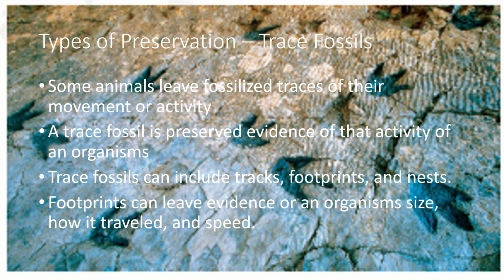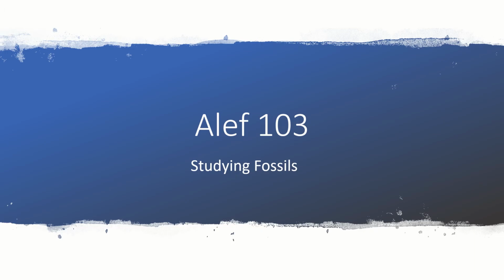Footprints can leave evidence of an organism's size and how it traveled. Did it travel in packs or in groups, or did it travel alone? Depending on how far apart those footprints are or how they change, you can tell if an organism was running or walking. All of these things are types of trace fossils that give scientists or paleontologists information about how organisms lived or how the environment was in the past.